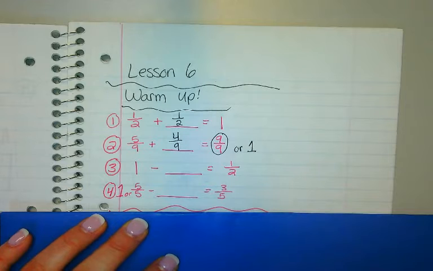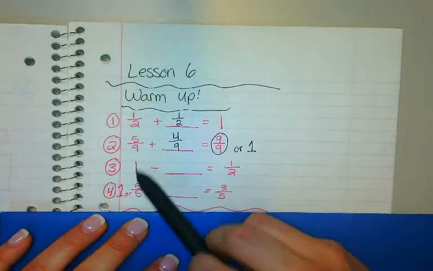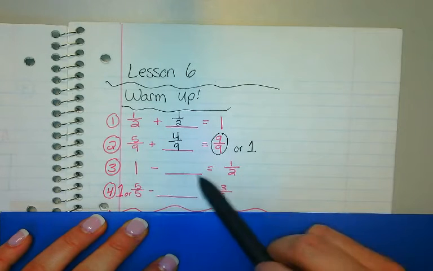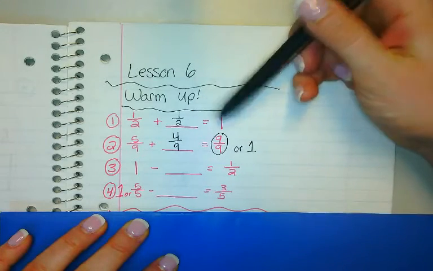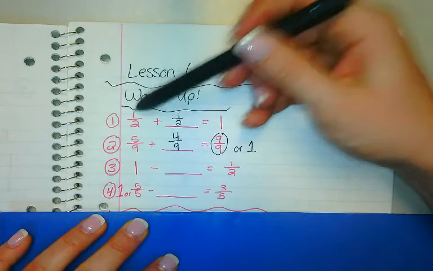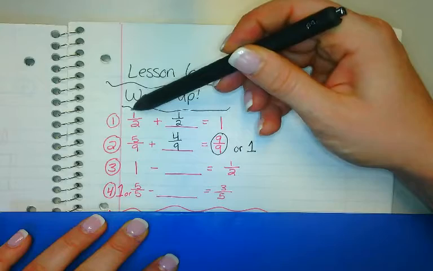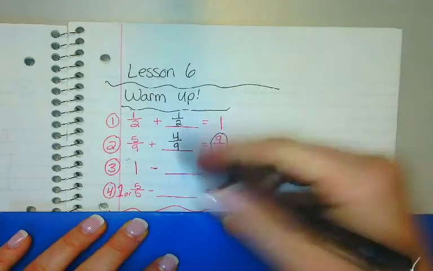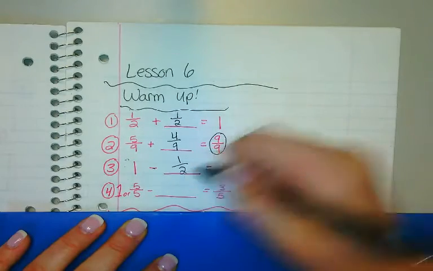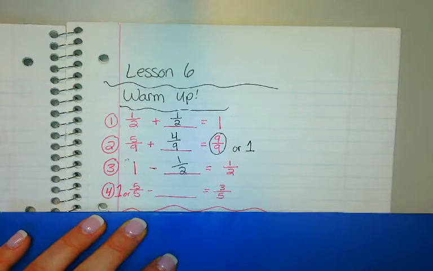Okay? Moving right along here, I have 1 whole minus blank equals 1/2. Well, up here, if I had 1 whole take away this half, I'm going to get this half right here. So if I have 1 whole minus 1/2 again, I'm going to get 1/2.